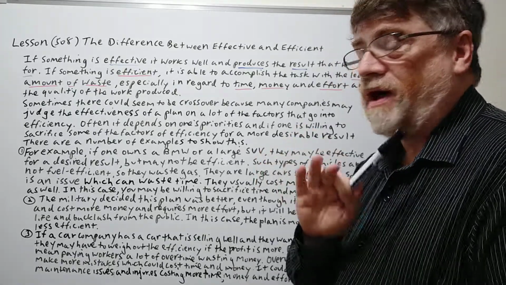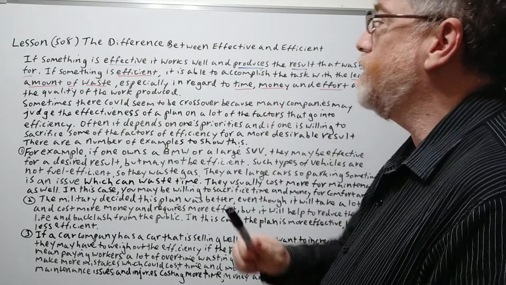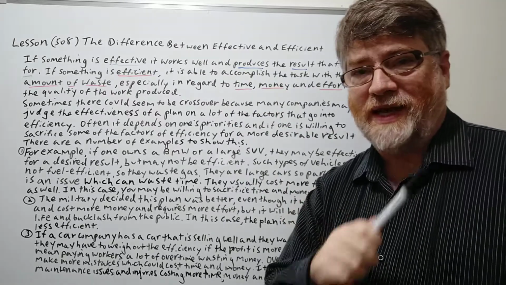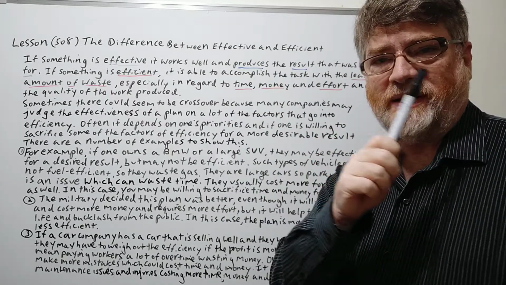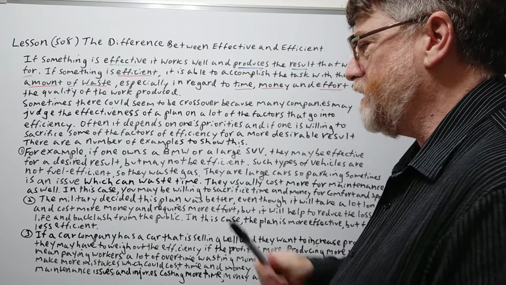Now, the ultimate goal, especially for a company, is if all 3 could come together. You could have the most effective and most efficient at the same time. That's best. But that situation does not work out every single time. All right, let's look at the second one.